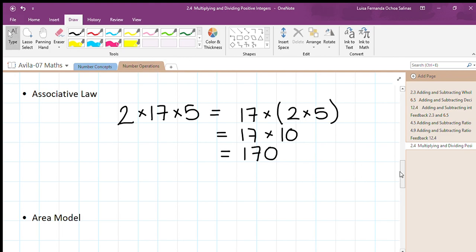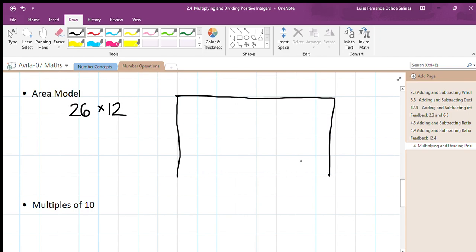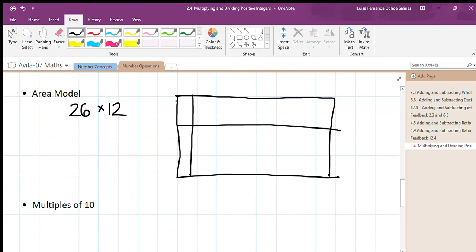Another strategy that you can use is the area model. So let's say that I'm being asked to do 26 times 12. So what you can do here is you create a rectangle. Okay, and in this rectangle I'm going to do, I just need a small letter here. Okay, this is the multiplication one that I'm going to use.